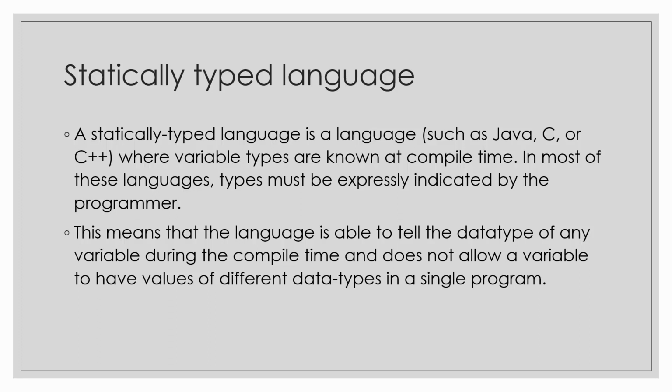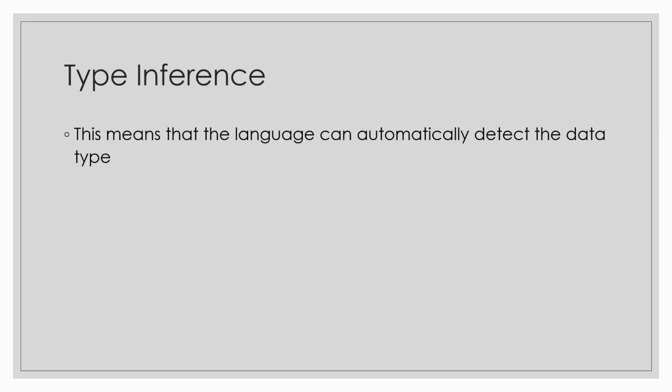That simply means that. So what is type inference? This means that the language can automatically detect the data type. So when I define any variable, a equals 5, the language is able to detect the data type, such as the data type of a is an integer.